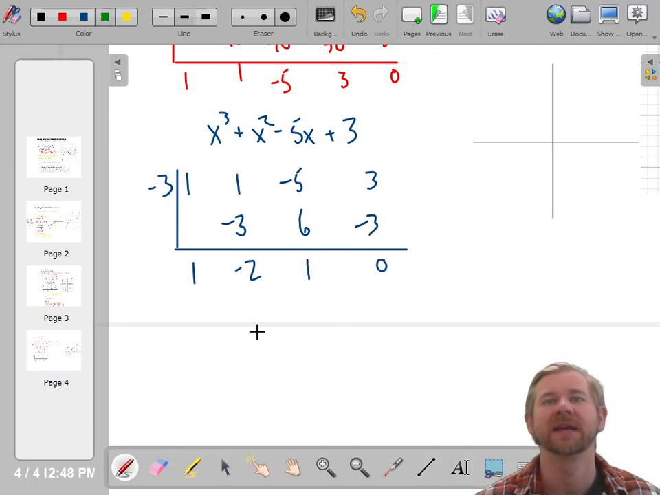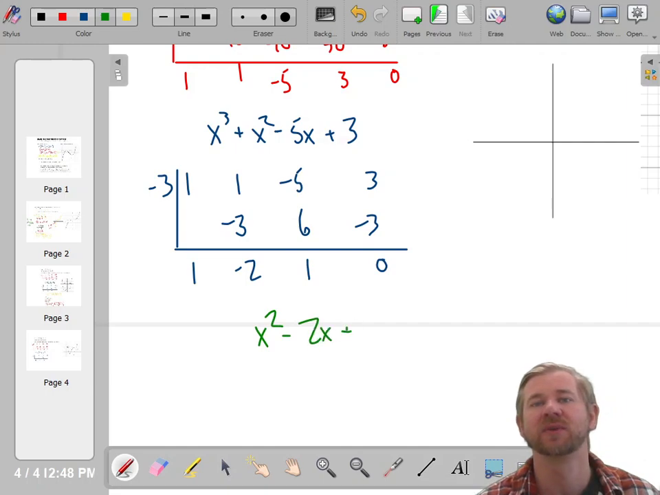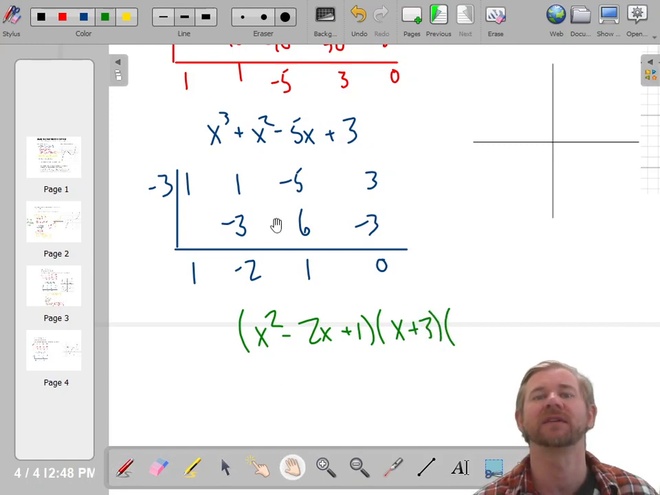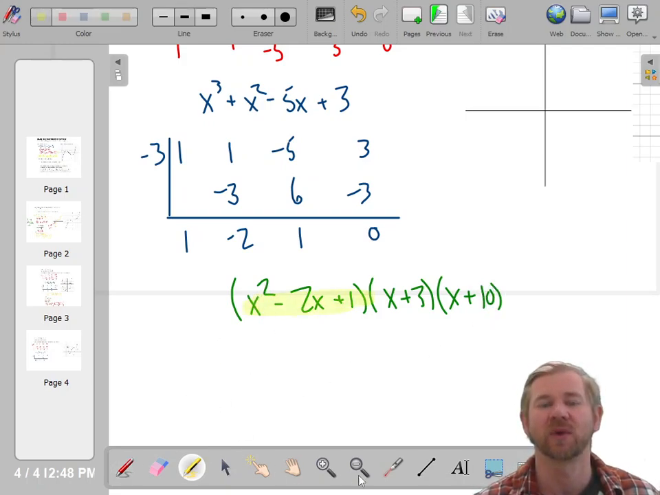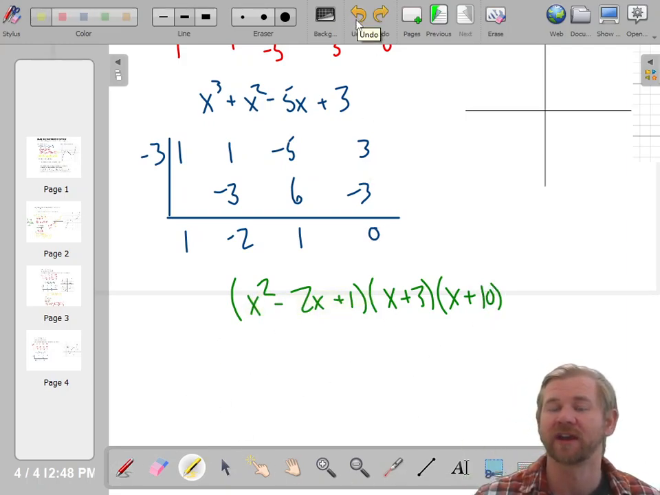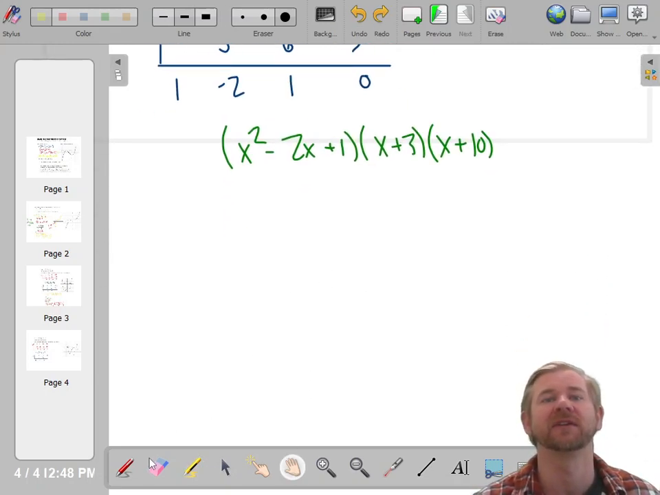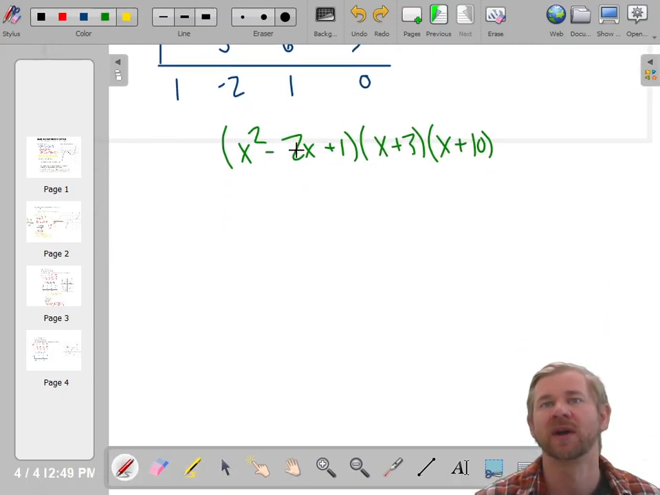All right, so now I got x squared minus 2x plus 1, and then I'll write my other factors. If negative 3 is a 0, x plus 3 is a factor. If negative 10 is a 0, x plus 10 is a factor. But look, that is a quadratic. So you could use the quadratic formula, or maybe we can factor it. Does anything multiply to 1 and add to negative 2?